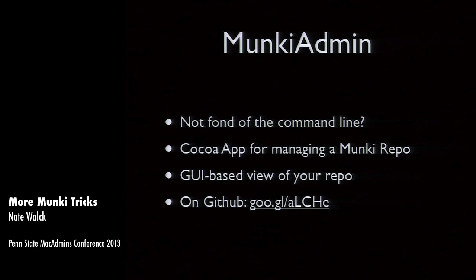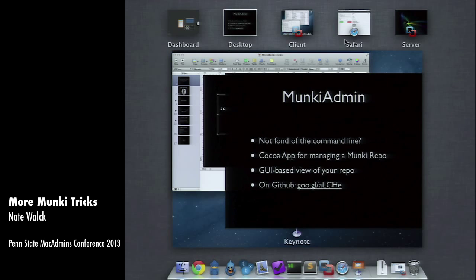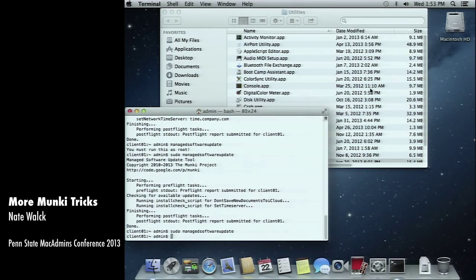Munki Admin is a very nice Cocoa app that was made, and you can manage your whole Munki repo using this. So if you're not fond of the command line, you can use this instead, and it gives you a nice graphical way of looking at your repository, and makes it a lot more drag and drop, and you can get things in there a little bit easier. So it's very akin to the Casper Admin app, if anybody's ever used that, or any of the others, like Absolute or any of those. And that's on GitHub right there, but we'll also take a look at it, see what it looks like.